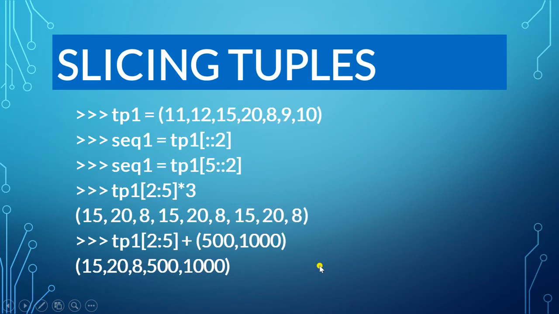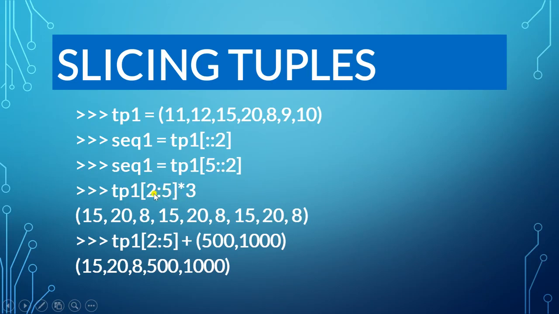Now next is again slicing a tuple. So this is tuple 1. Now this tuple 1, this one, this 2. It will give you the result with a difference of 2. Start from 0 to last with a difference of 2. Now next is this, sequence 1. Now tuple 1, 5, then the ending position is last, and then a difference of 2. So it will then multiply the value.